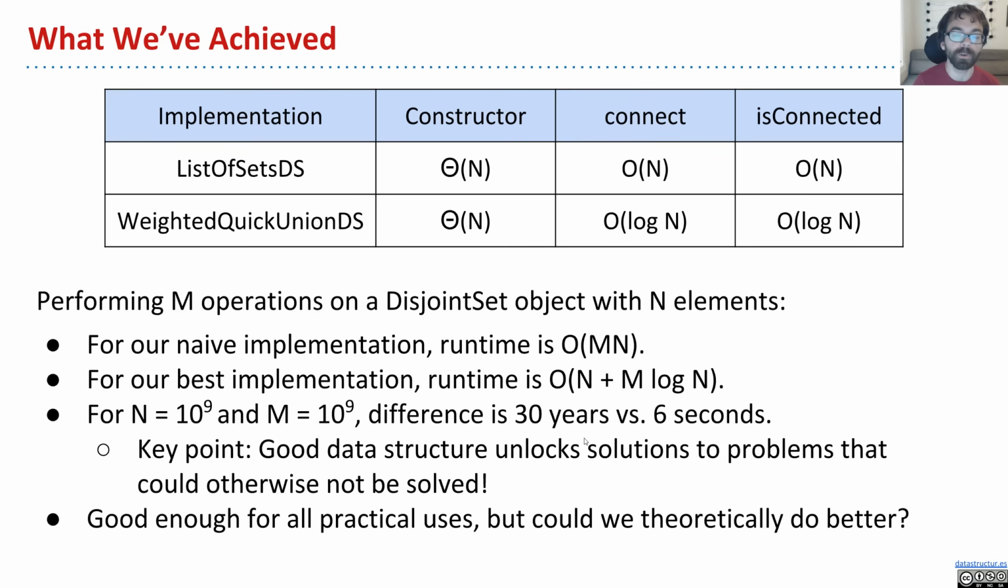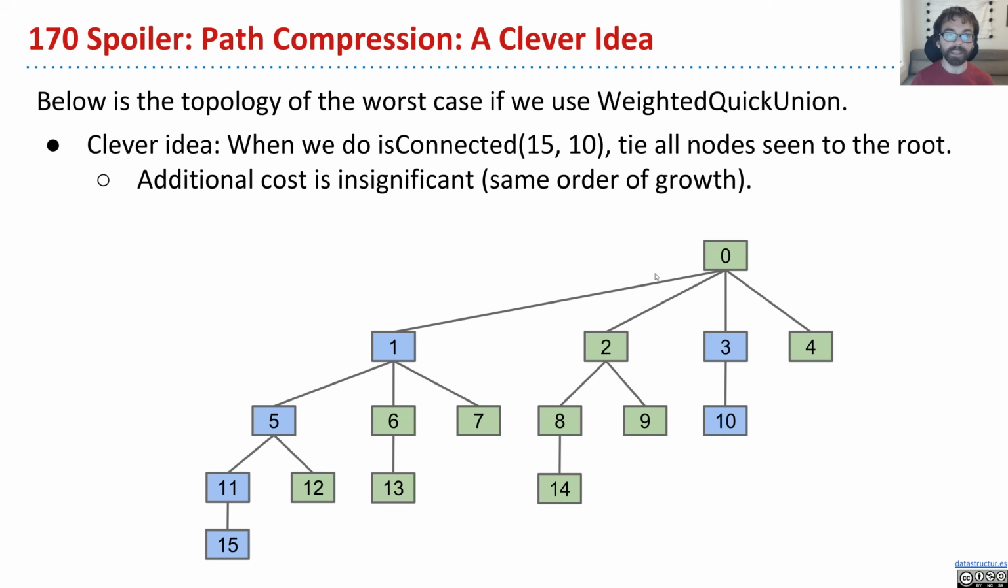So what we've got so far is good enough for all practical uses that we might want. But just as a point of intellectual curiosity, we could ask ourselves, is there a way to do better than log N? And it turns out you actually can. Below, I'm showing you the worst case if we use weighted quick union. We saw this before.